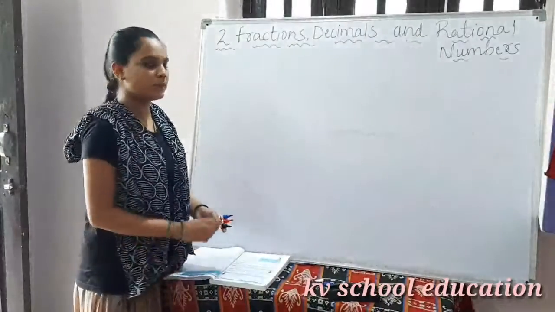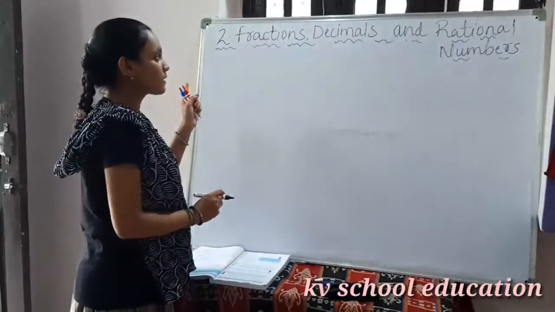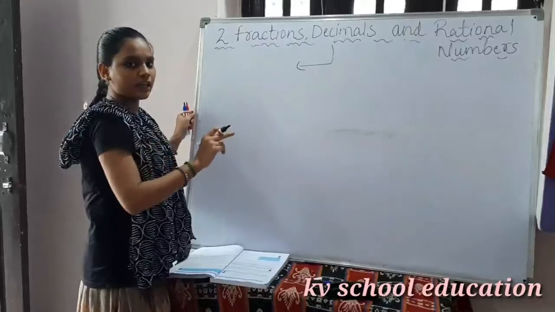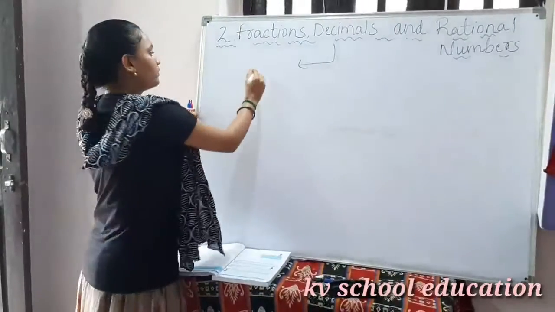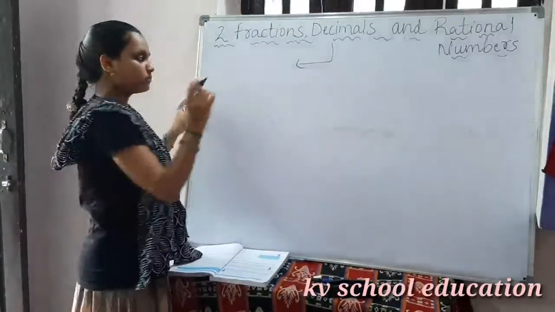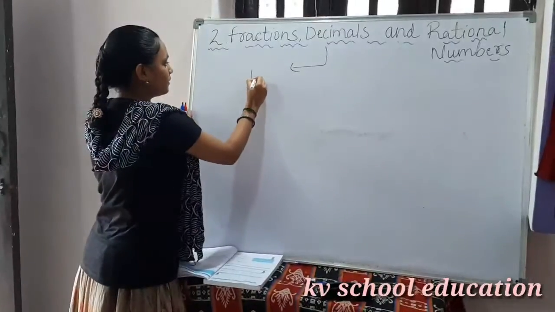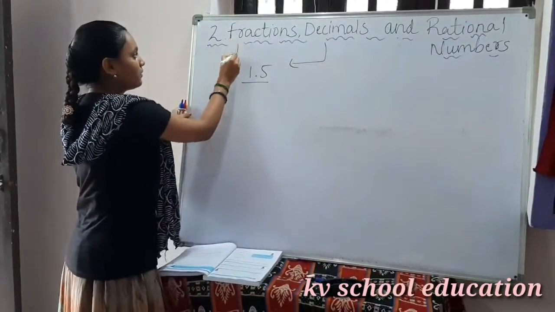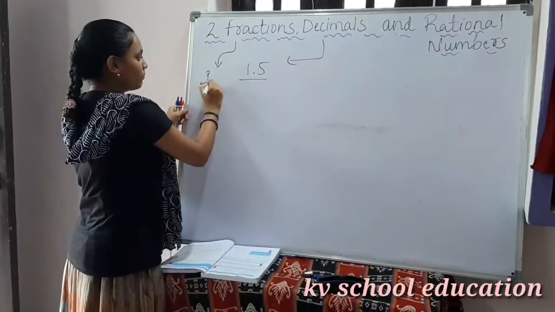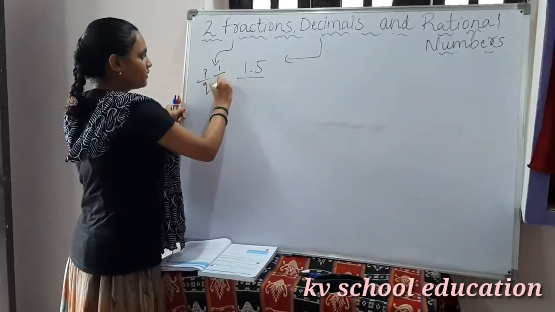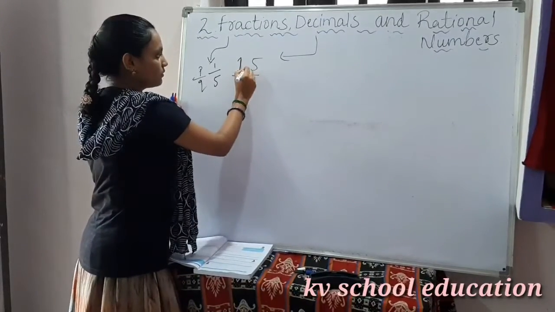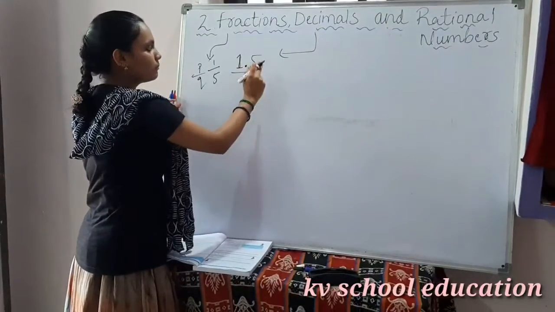So now the topic is decimals. As fractions are completed, now we will go to decimals. A decimal is also a type of number which consists of a point. So for example 1.5. So it is a decimal. In the previous fraction, it is p by q form, which consists of 1 by 5. But in decimal, here 1.5. This is a point. So this is a decimal.